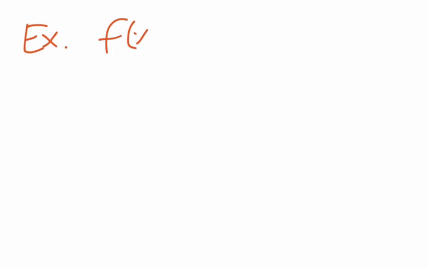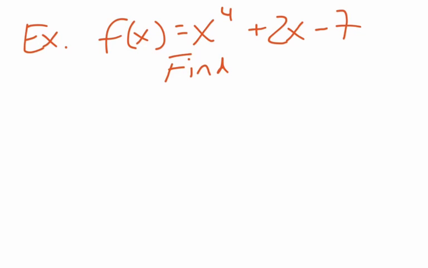F of x is equal to x to the 4th plus 2x minus 7, and we are being asked to find f of 3. So you could do 3 to the 4th plus 2 times 3 minus 7. That's actually not going to be too bad because that's a much simpler function, but of course we're trying to practice with the remainder theorem. So let's go ahead and set up our synthetic division.